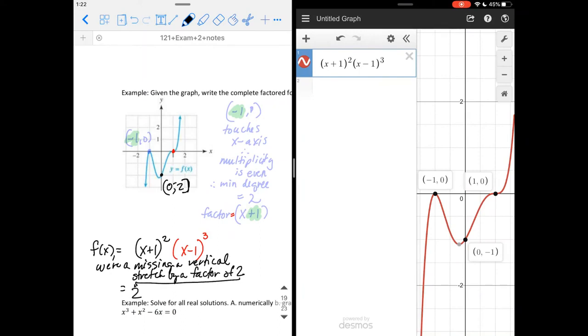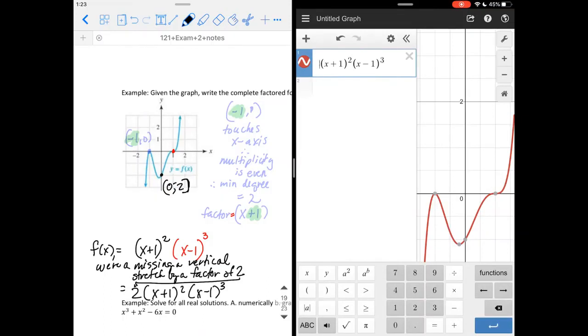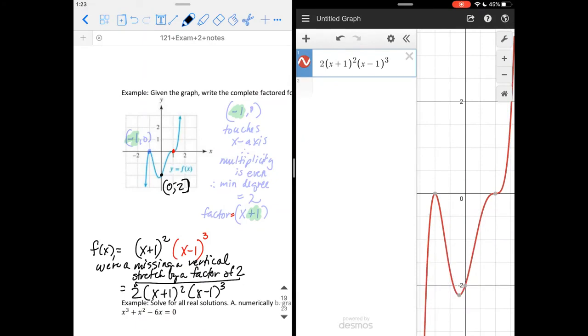So how do we do a vertical stretch? We multiply it on the outside. So here, 2 parentheses x plus 1 squared times x minus 1 cubed. So let's see if I put a 2 here in the front. And 0, negative 2 definitely matches, and then these match as well. And this turning point is pretty close to the one that's on the graph. So this right here is our answer.